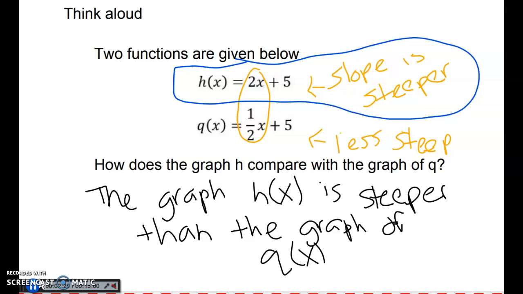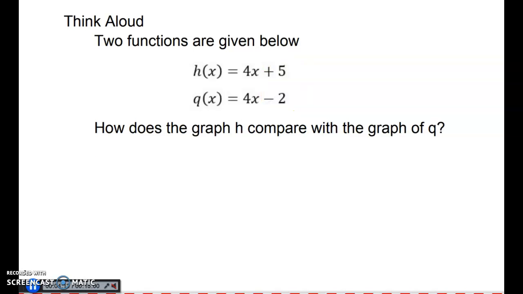So just to recap what I did, I first circled what was different in each equation. I noticed that the slopes were different, and I know the slope value that is bigger is going to be steeper compared to the other one. So I just compared and looked: 2 is bigger than 1/2, so I know that equation is going to have a steeper slope. All right, let's take a look at this one.